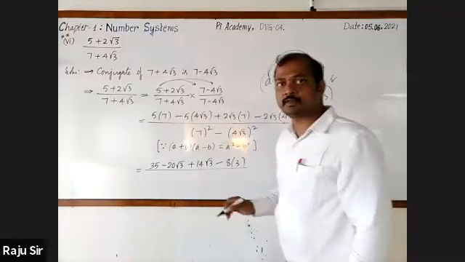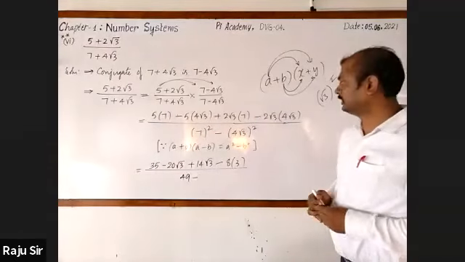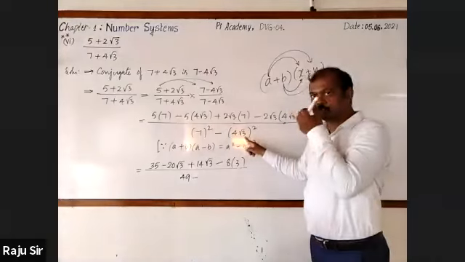Denominator: 7 square. This is 49 minus 4 into root 3 whole square. Manya, I expect the value from your side: 4 into root 3 whole square.